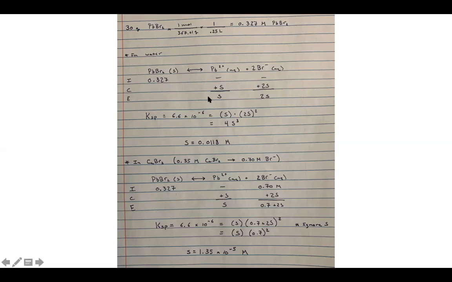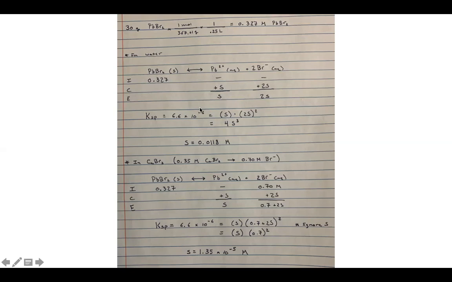I'm going to write my equation. Lead bromide solid ionizes into lead 2 plus and 2 bromide ions. Because we're in pure water, we don't have any initial amount of either of our ions, so we just have a change that we put in terms of S: plus S for lead, plus 2S for bromide. We write our equilibrium concentrations in terms of S.